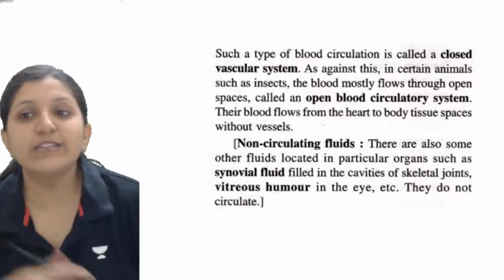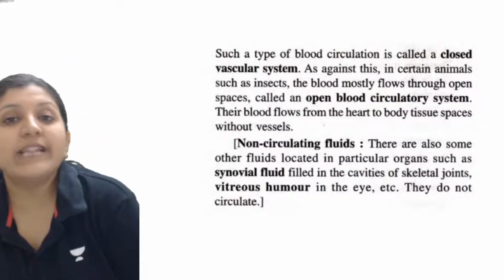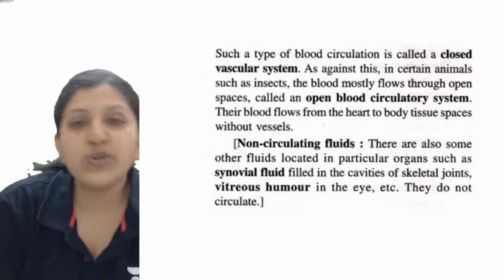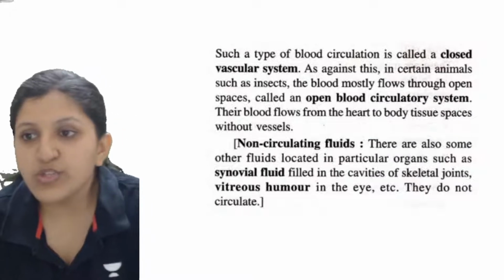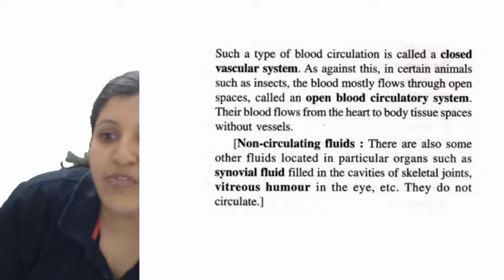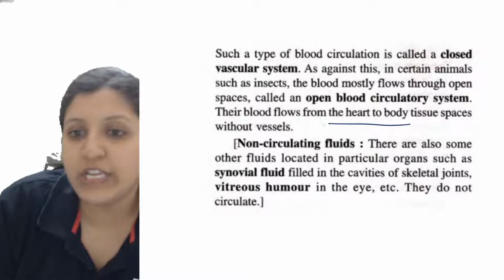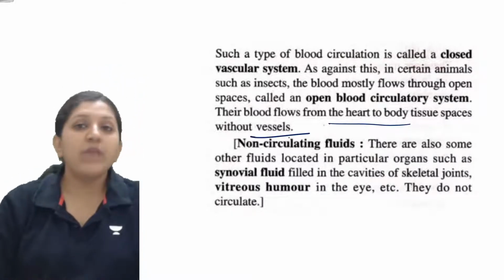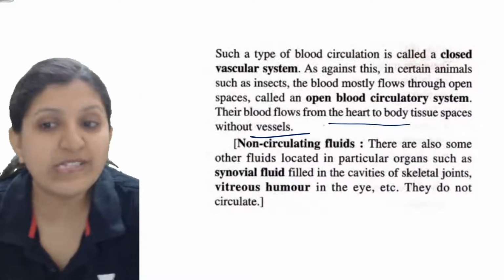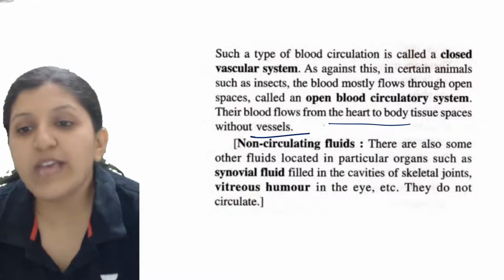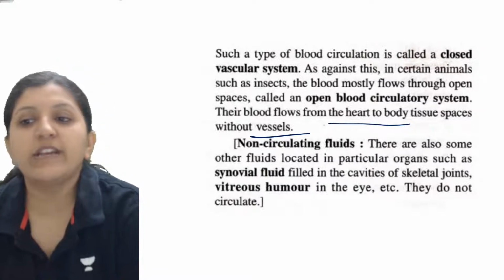So what exactly is a closed circulatory system? When the blood flows in the blood vessels, that is a closed circulatory system. Here the blood flows from the heart to the body tissue spaces without the vessel. There you can find non-circulating fluids also. There are some other fluids located in particular organs.